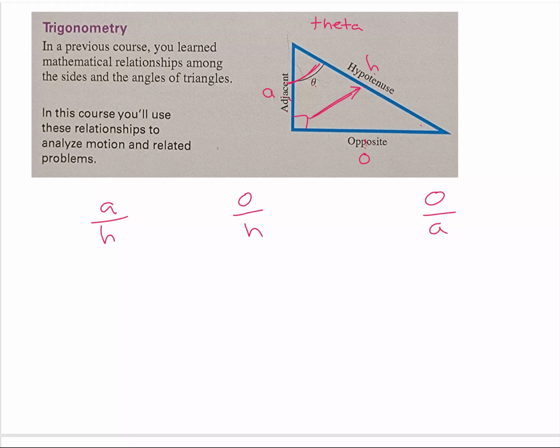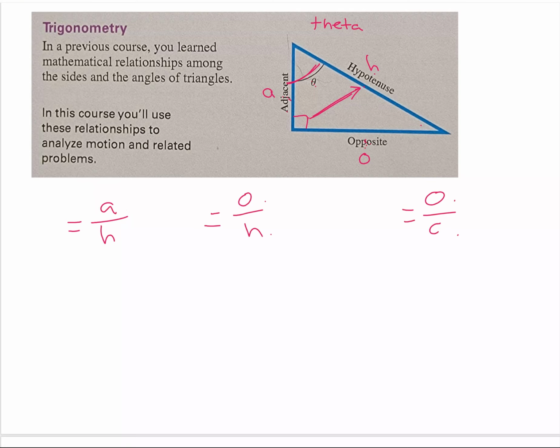Now we could flip those. We could do this one over this, and we could do this over this, and we could do this over this. Those are basically the same ratios. They're just reciprocals of each other. Okay? So technically there would be 6 ratios, but really they're the same. So we'll just deal in these 3 right here. Make sense? Okay. Well, how are we going to refer to those is the question.